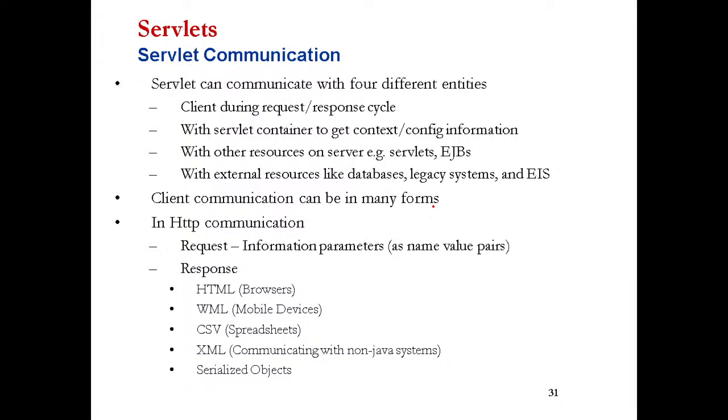So now servlet communication. For servlet communication, we can communicate with four different entities. First is the client, during the request and response cycle. Another is the servlet container, through which we can use other servlets, and EJB, meaning Enterprise Java Beans, as well. With external resources, we can use databases, EIS systems or legacy systems.